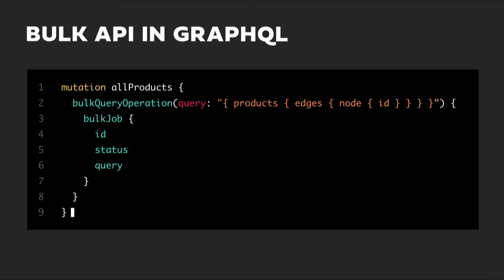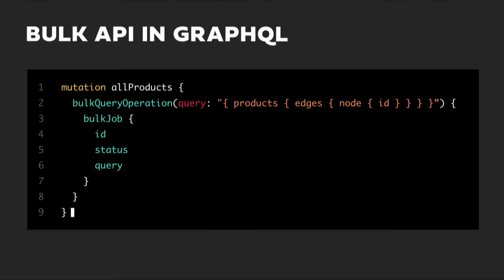The design of the Bulk API lets you specify a normal GraphQL query. For example, a query for products. However, instead of immediately receiving back a single page of data, the request executes in the background, and when it's done, you get back all of the data matching your query. No more cursors, no more messy pagination, no more rate limiting.